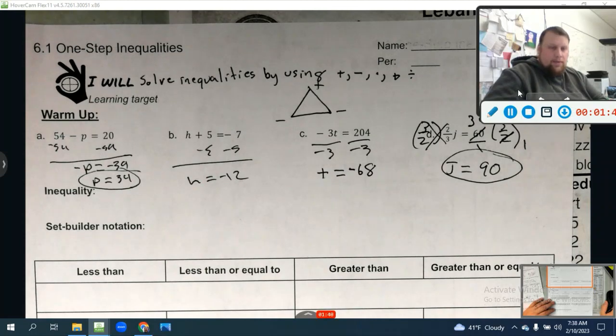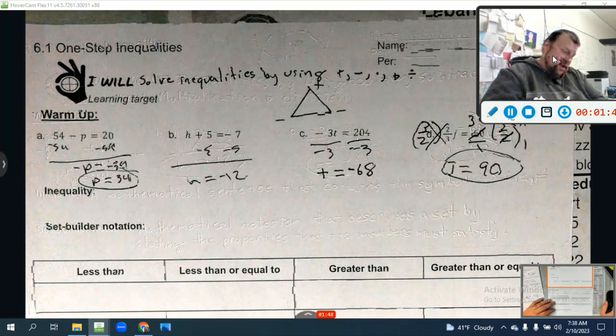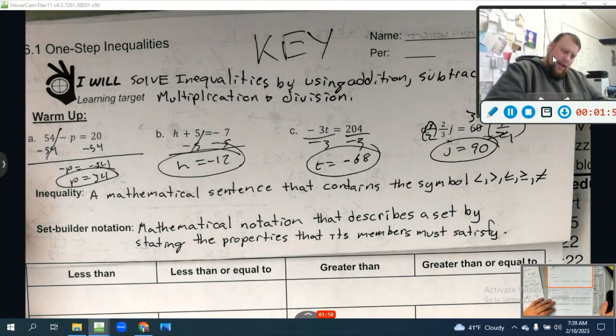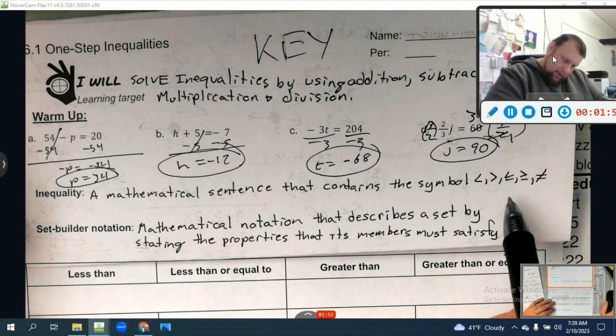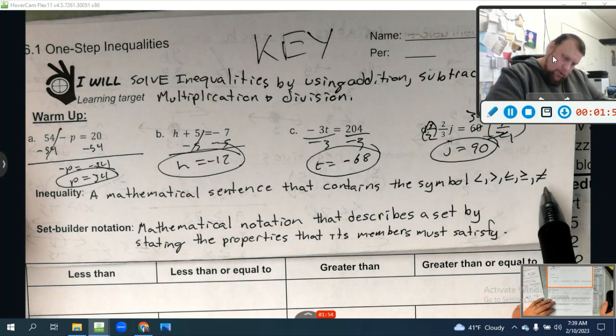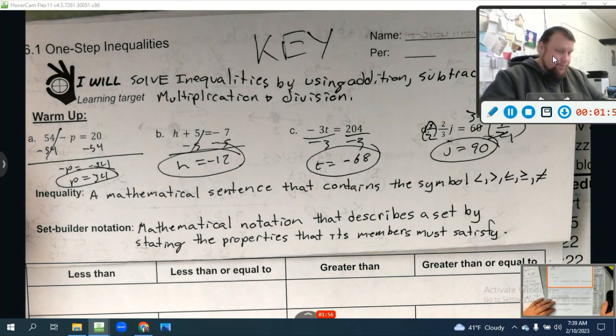Okay, we're going to write some vocab. I'm going to throw it up. I've actually written it using nice handwriting. Thank you very much. Okay, an inequality is a mathematical sentence that contains the symbol less than, greater than, less than or equal to, greater than or equal to, or does not equal. Mathematical set builder notation is a mathematical notation that describes a set by stating the properties that its members must satisfy. We'll talk about set builder notation a little bit today.